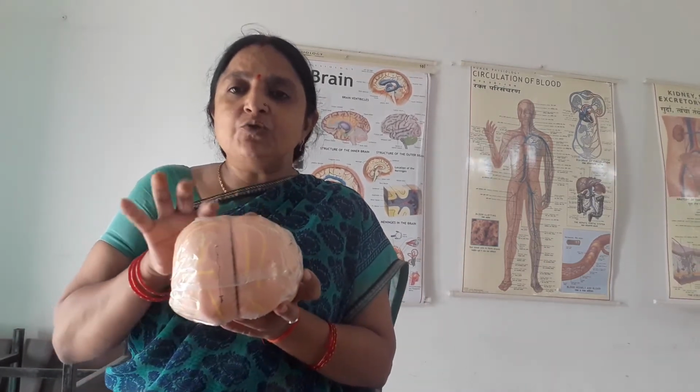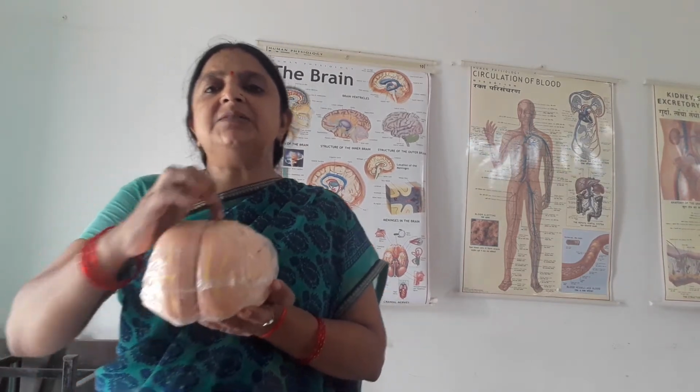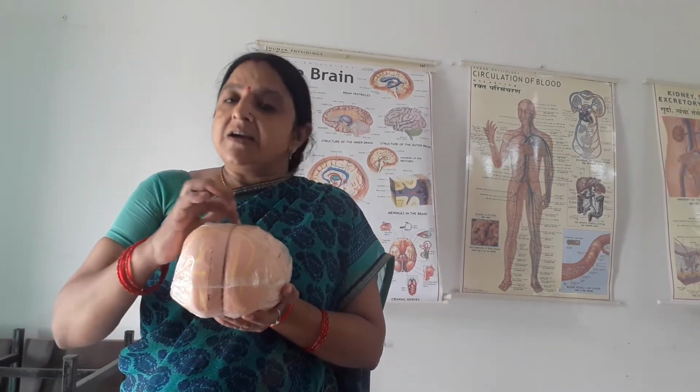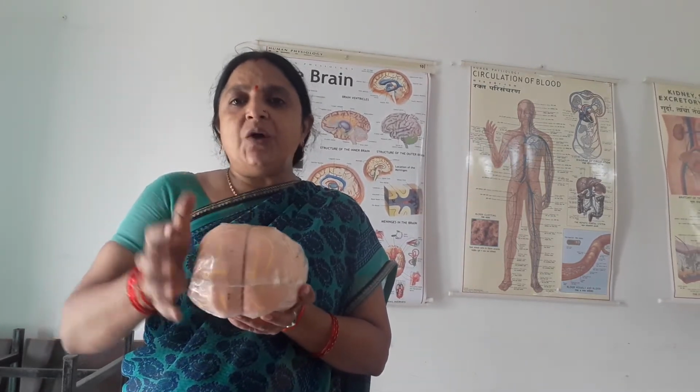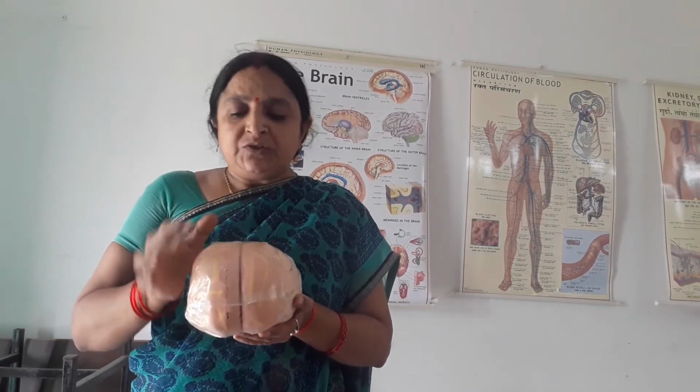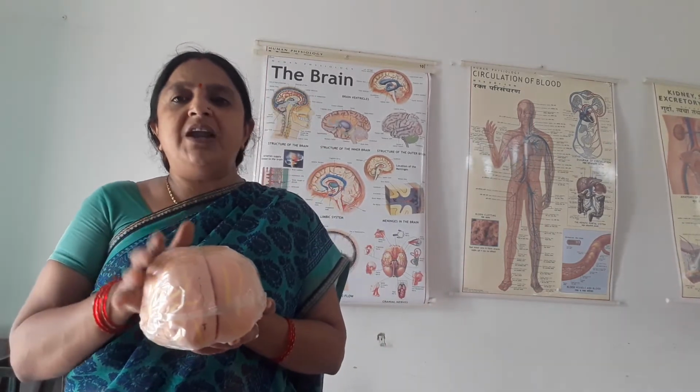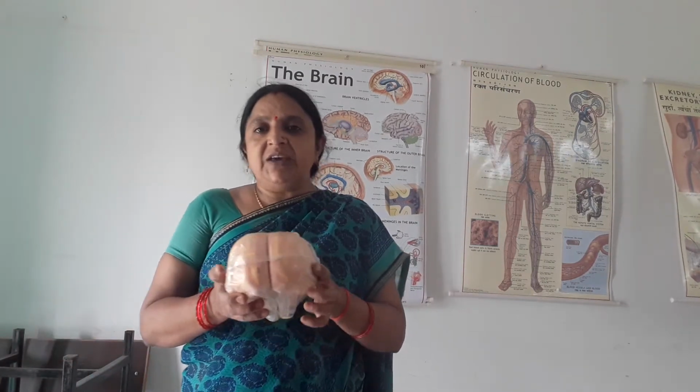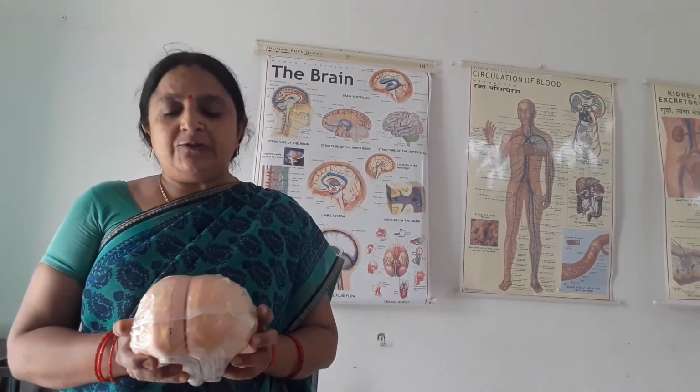Now, after the meninges, our brain is divided into two parts: right hemisphere and left hemisphere. These two hemispheres are joined by fibers called corpus callosum. Corpus callosum joins the two hemispheres of the brain. Its function is to convey messages from right to left and from left to right.